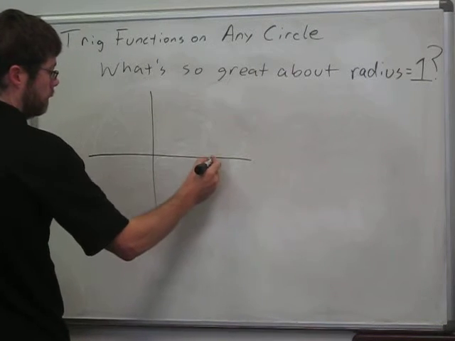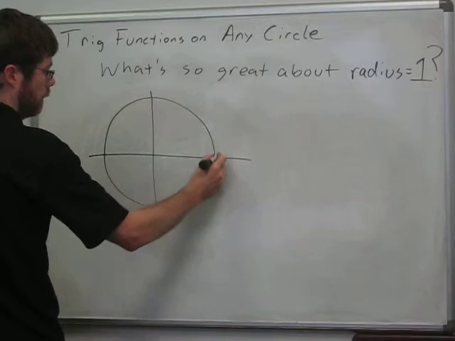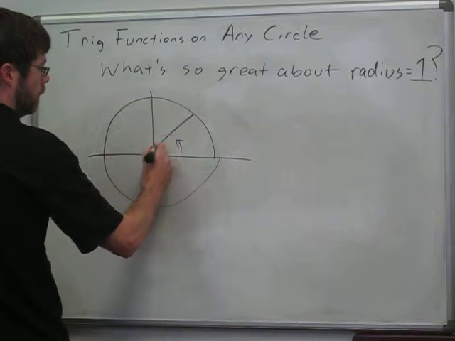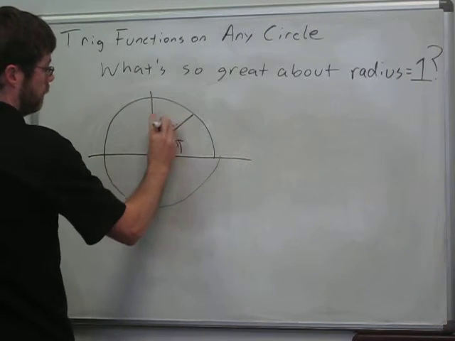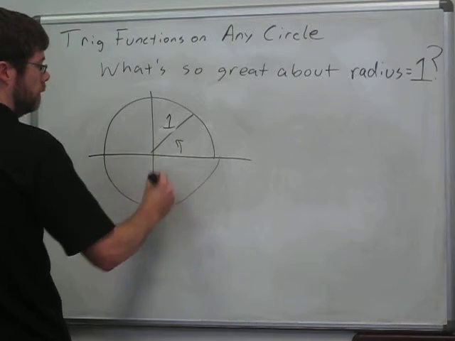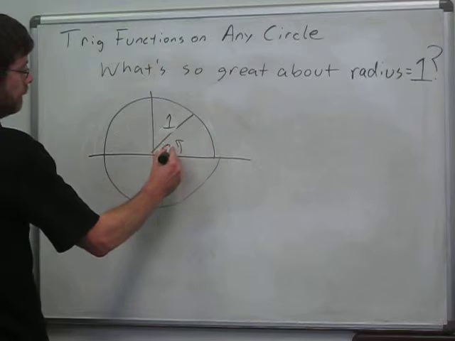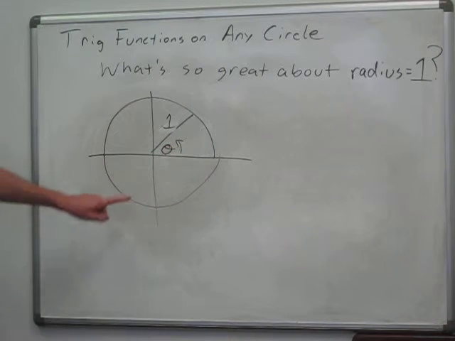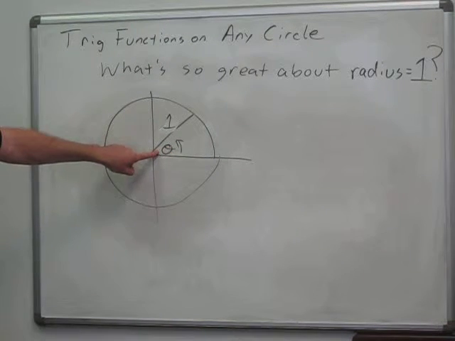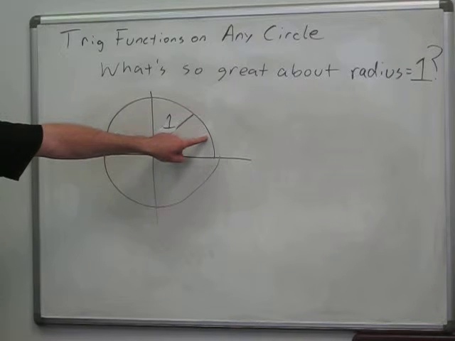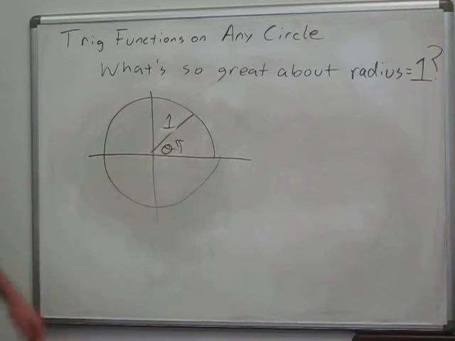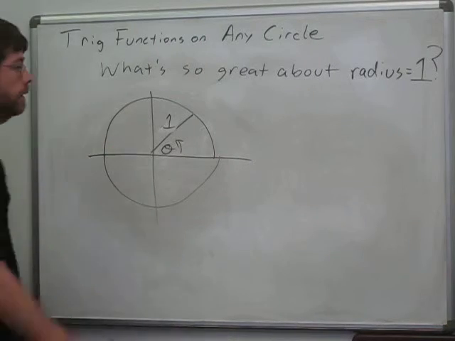Well, the big reason is that on the unit circle, where the radius is equal to 1, there's an incredibly close connection between the radian measure of this angle and the length of the arc that is swept by that angle. Right? So let's recall that definition.